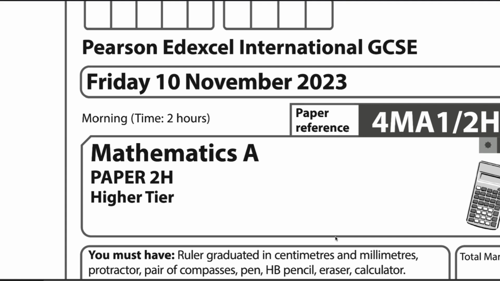Dear students, today I will answer your Pearson Edexcel IGCSE exam. It was taken on Friday, 10th of November 2023. Paper reference code is 4MA1/2H. This is paper 2H for high tier.